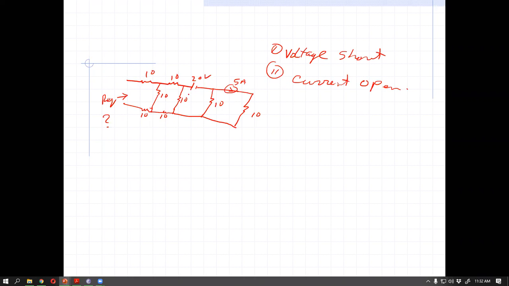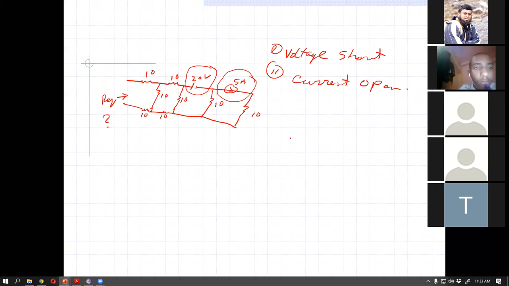Okay, so now this is one voltage source and another, this is the current source. This circuit has two sources. At first our rule is for the voltage source, so this voltage source is a short. So now in our circuit, this is the 10, this is the 10, so these are short. And this is the 10.